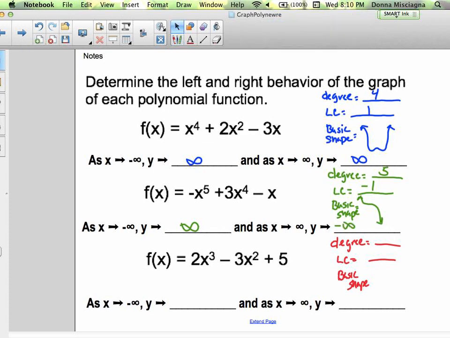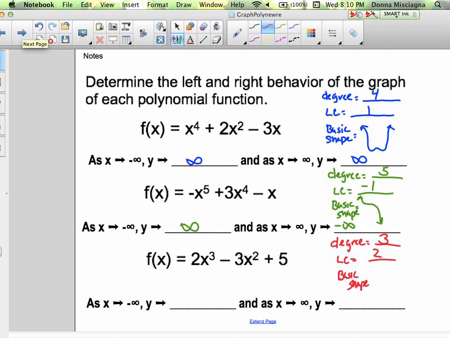And then finally, we have f of x equals 2x cubed minus 3x squared plus 5. Degree, look to the largest exponent, is 3. Leading coefficient, look to the coefficient right in front of it, it's 2. Basic shape, right? Odd, it's going to be an S-shape.